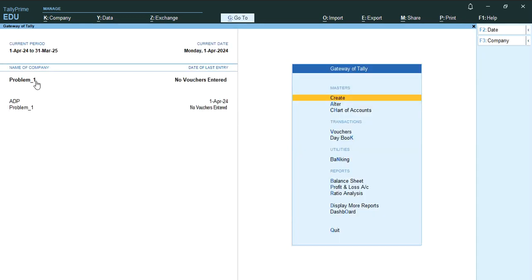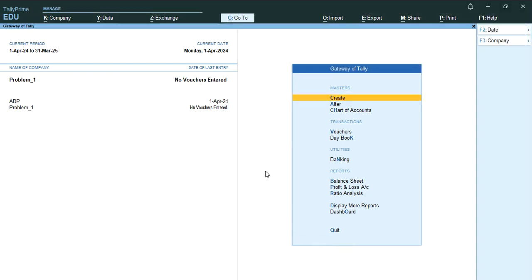On the left side you can see which company we are in. This is problem number 1. We have created the company name like this. No vouchers are entered. Up to now we have not done anything. So this is an important thing that you need to remember.